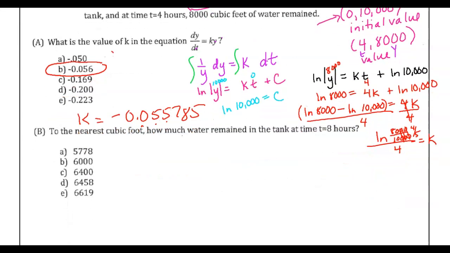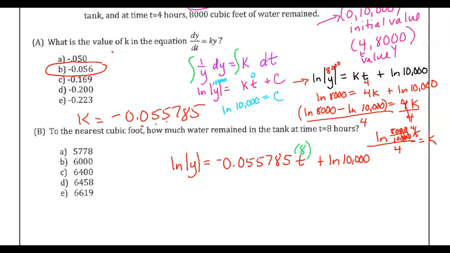So then we know natural log of y is equal to, we know that that's k now, so I always like to use more decimal places if I'm not at the end of the problem. So 0.055785 kt plus natural log of 10,000. Okay, so I'm just going right here. That's my equation. So to the nearest cubic foot, how much water remained in the tank at time t equals 8?